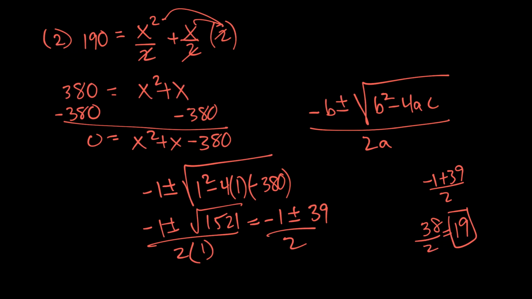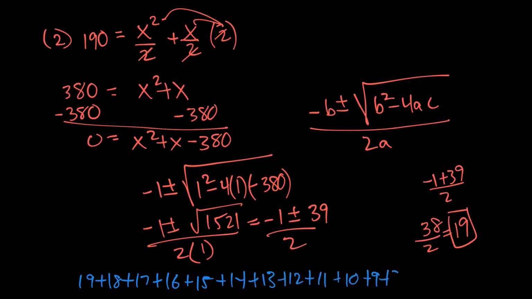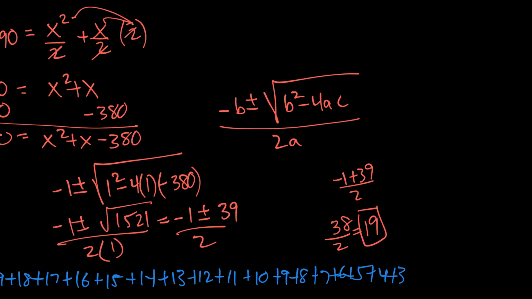So yes, if you're looking for 190 squares, you would have to have step 19. So what it should be is 19 plus 18 plus 17 plus 16 plus 15 plus 14 plus 13, plus 12, plus 11, plus 10, plus 9, plus 8, plus 7, plus 6, plus 5, plus 4, plus 3, plus 2, plus 1, equals 190. I challenge you to check. I'm pretty sure that's right. But there you go. So that's the whole thing.